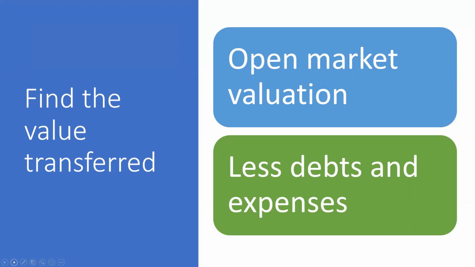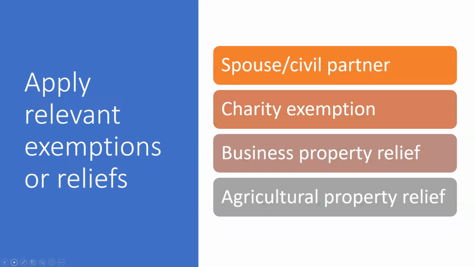You can also take off any debts and expenses of the individual. So if they had outstanding bills, if there was a mortgage on the property, even their funeral expenses would count as a debt and a liability for those purposes. So you can reduce that to end up with the net value of the estate to get the value transferred. Next thing is to apply any relevant exemptions or reliefs.